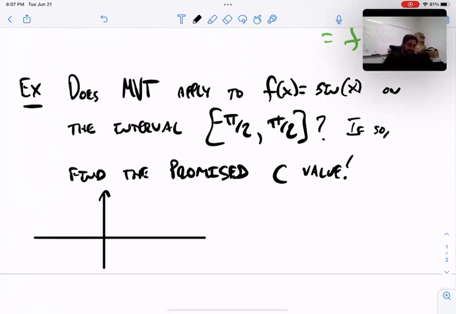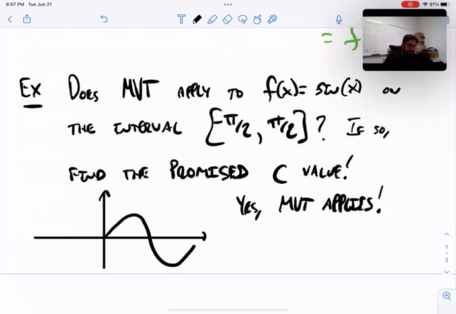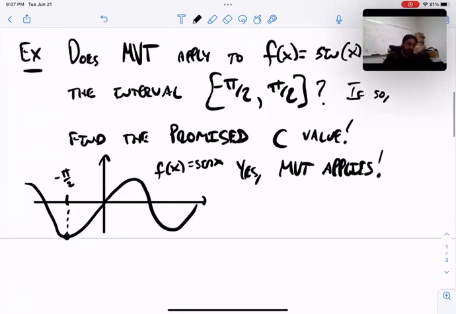Yes, this MVT does apply. And why does MVT apply? Well, think of the graph of sine of x. Here's f of x equals sine of x. And what do I have? I have x equals negative pi over 2, that gives me one point on our graph, and I have x equals pi over 2, that gives me another point on the graph. So this is pi over 2 comma 1 is the point we're looking at up there, and down here I have negative pi over 2 comma negative 1. So that's our a and our b, that interval.